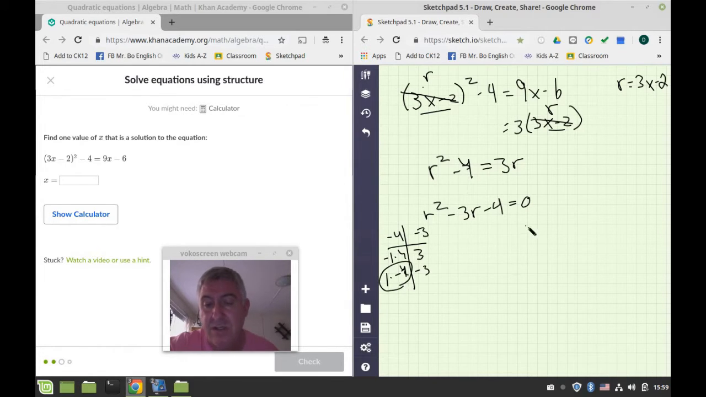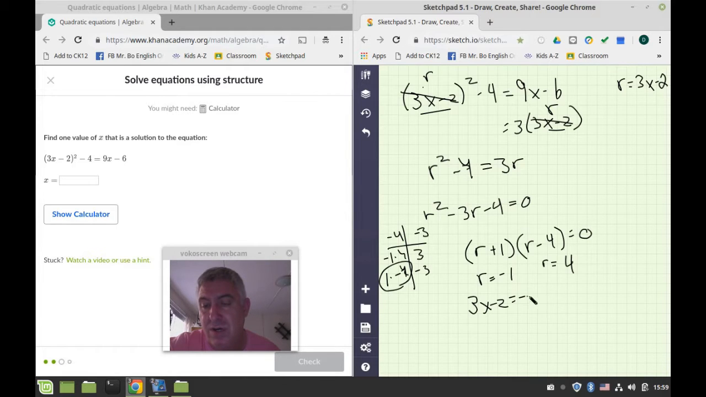So here we are. So I've got x plus 1. It's not x. It's r. r plus 1 times r minus 4 is equal to 0. So r is equal to negative 1, or r is equal to 4. And now I want to go back and I want to substitute. What is r? R is 3x minus 2.